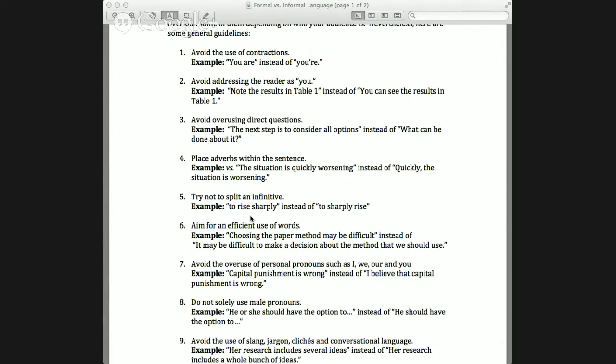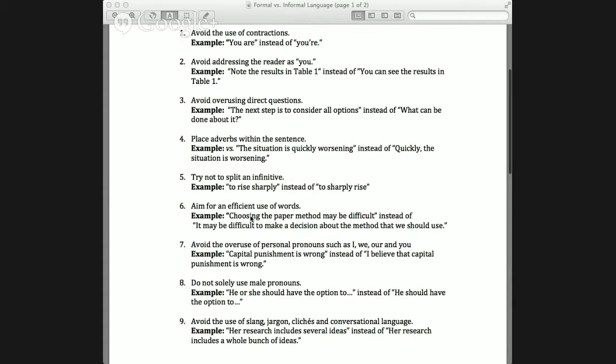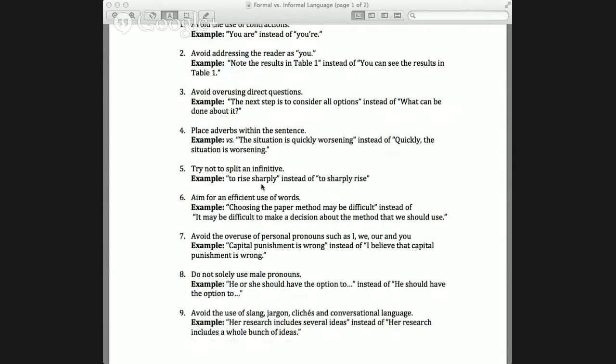So in trying not to split an infinitive, it means you're trying not to put the adverb in between the to and the rise, so that you're not splitting the base form of the verb. So you wouldn't want to say to sharply rise, you would want to say to rise sharply. Okay? So the infinitive will be tipped off by this to word. To rise sharply is preferred.